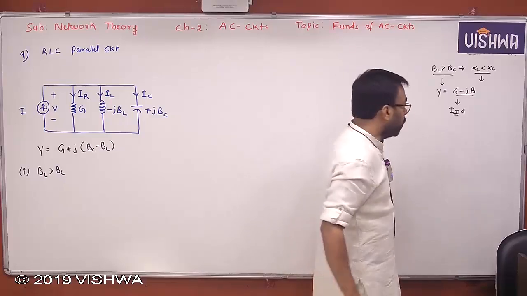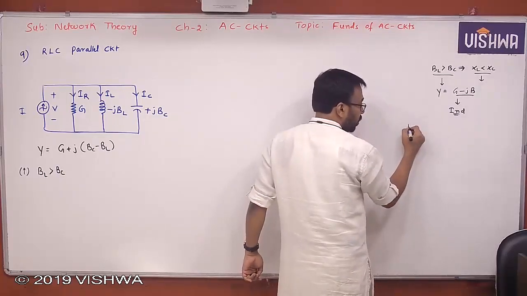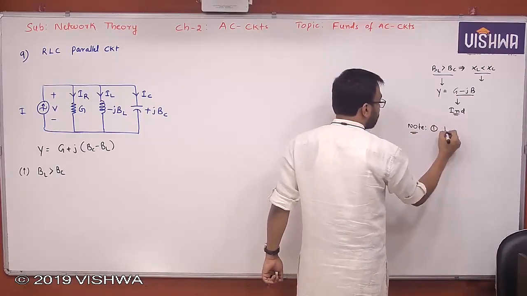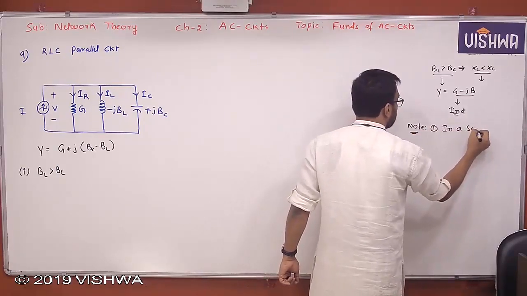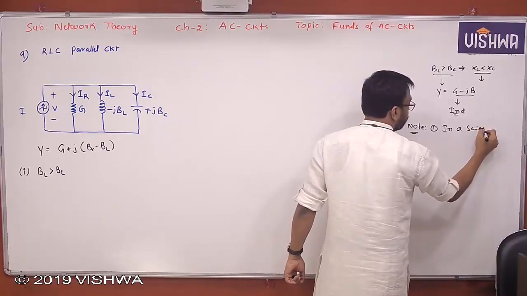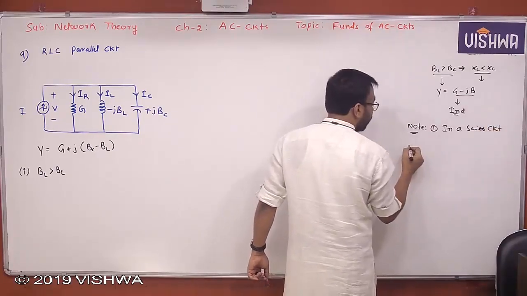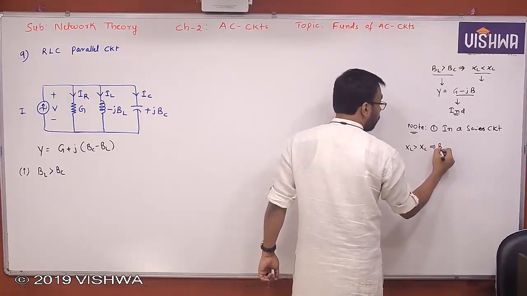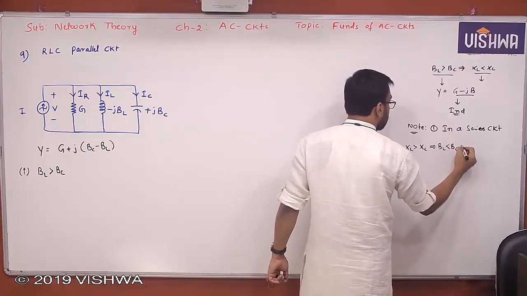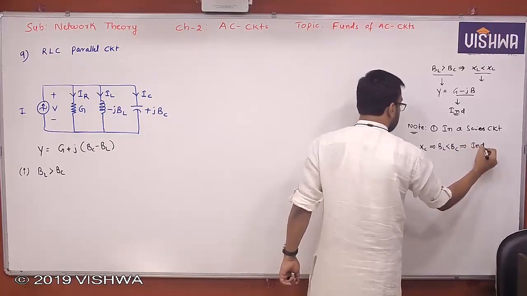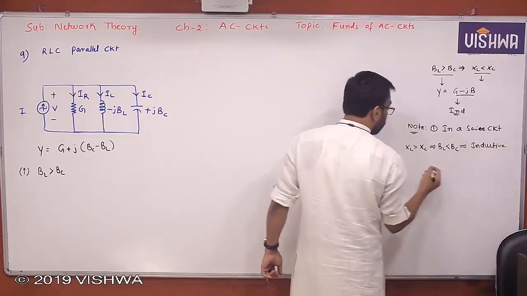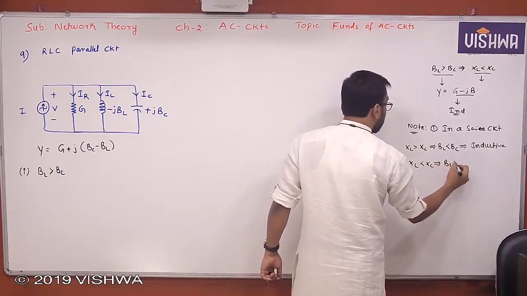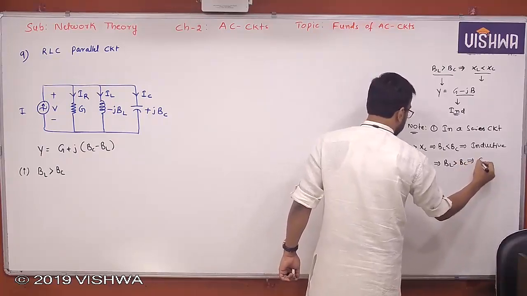So therefore, students, here you must understand, put a note and write down here. I can give you a point. In a parallel circuit or in a series circuit, XL greater than XC is nothing but BL less than BC, inductive. XL less than XC is nothing but BL greater than BC. Here it is capacitive, no doubt.